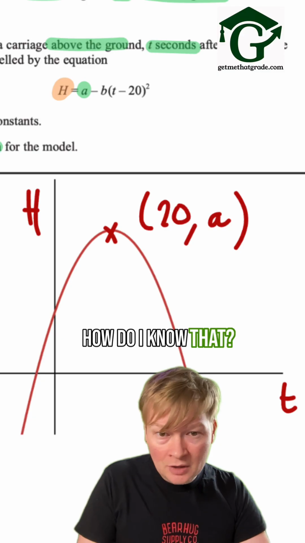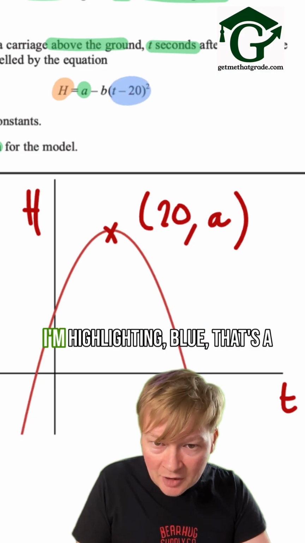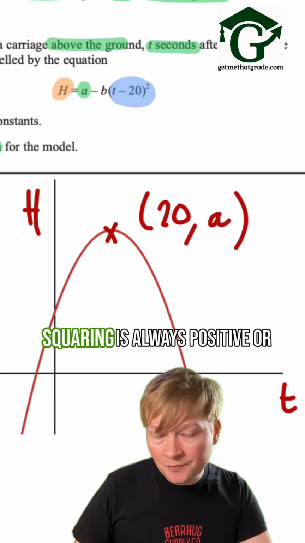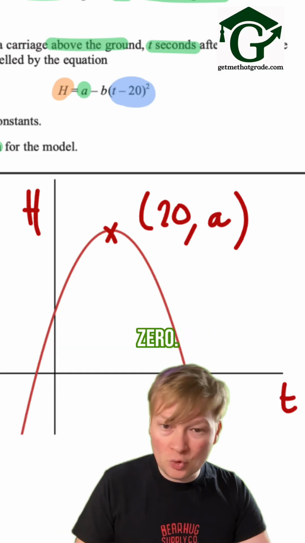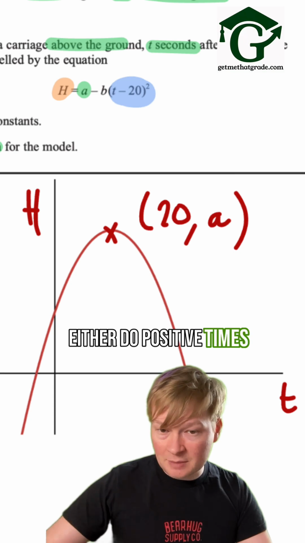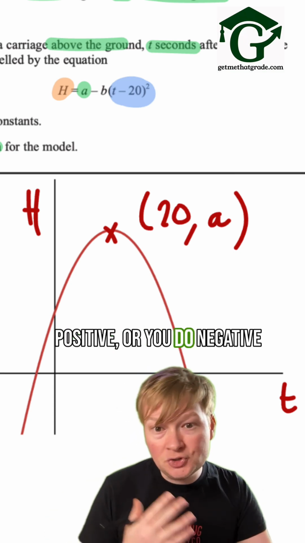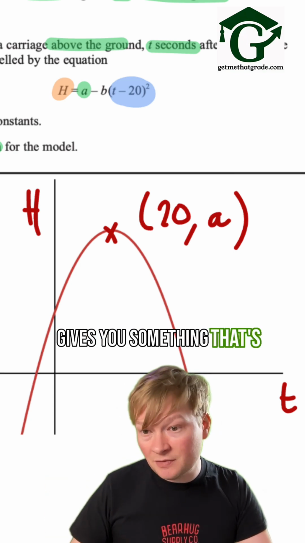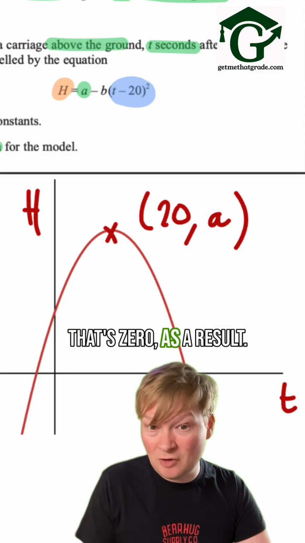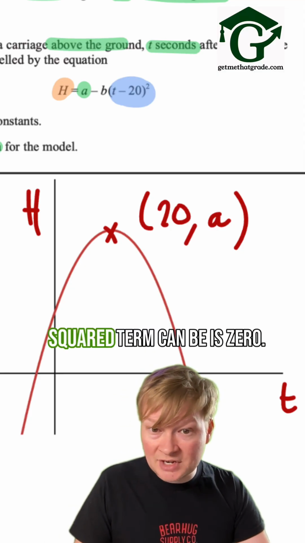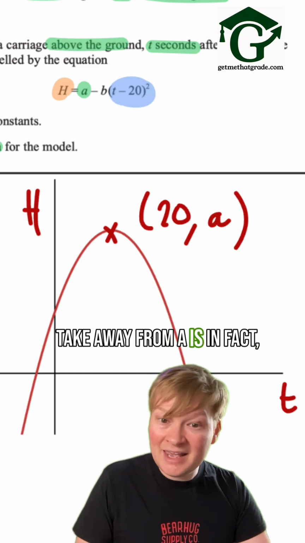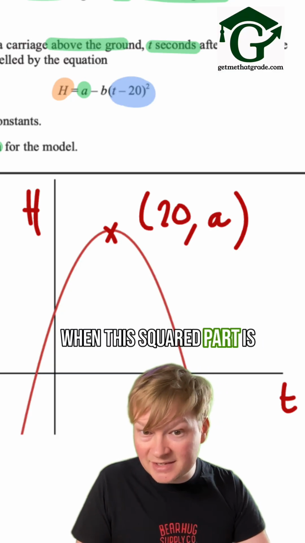How do I know that? Well, that's because what we've got here, this part that I'm highlighting in blue, that's a squared term. And I know that the result of squaring is always positive or 0. It can never be negative, right? If you square a number, you either do positive times positive, which gives you positive, or you do negative times negative, which again gives you something that's positive. Or you do 0 times 0, and that gives you something that's 0 as a result. So the smallest that a squared term can be is 0. So the smallest that I can take away from a is in fact when this squared part is 0.